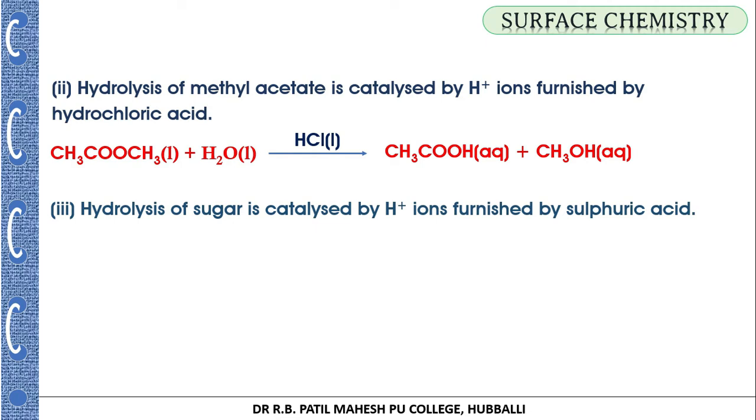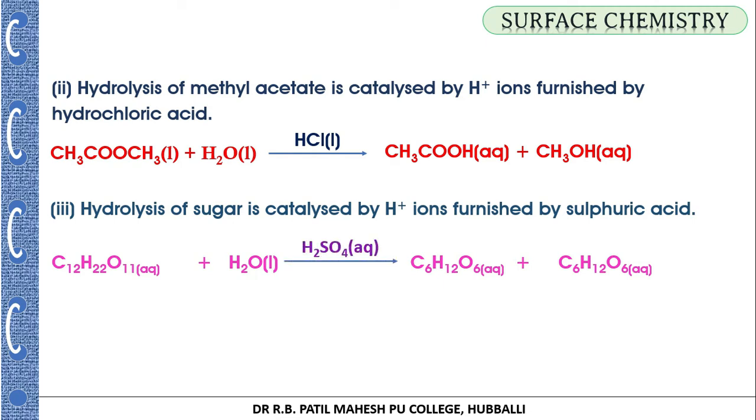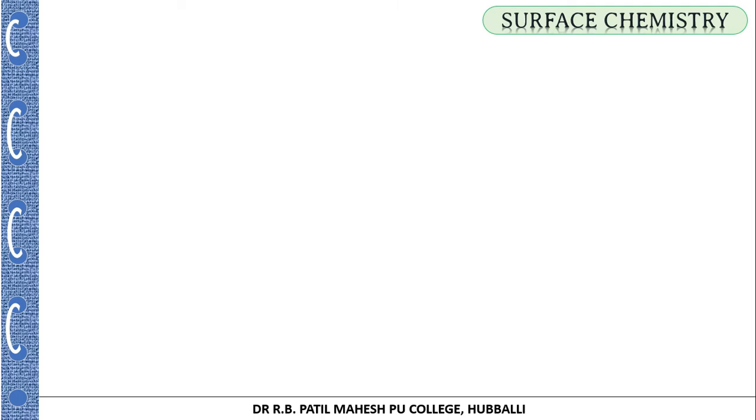One more example we can see is the acid catalyzed hydrolysis of sugar, that is sucrose, C12H22O11, which reacts with water. In other words, it undergoes hydrolysis in the presence of sulfuric acid. Here also you can see that both reactants and catalyst are present in the same phase. This is also an example of homogeneous catalysis.